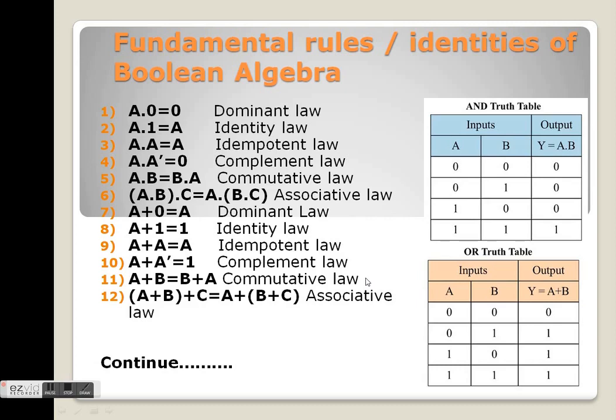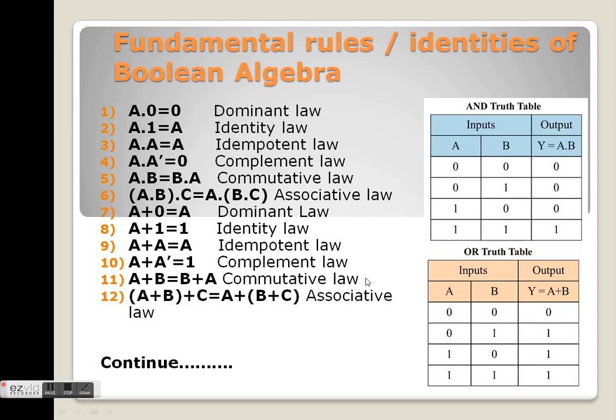Rule number 8 says that when we apply OR operation between any Boolean variable and 1, we will get 1 in the result. For example, 0 OR 1 is equal to 1 and 1 OR 1 is also equal to 1. Rule number 9 says that A OR A is equal to A, which means when we apply the OR operation on any Boolean variable with itself, we will get the same Boolean variable in the result. For example, 0 OR 0 is equal to 0 and 1 OR 1 is also equal to 1.